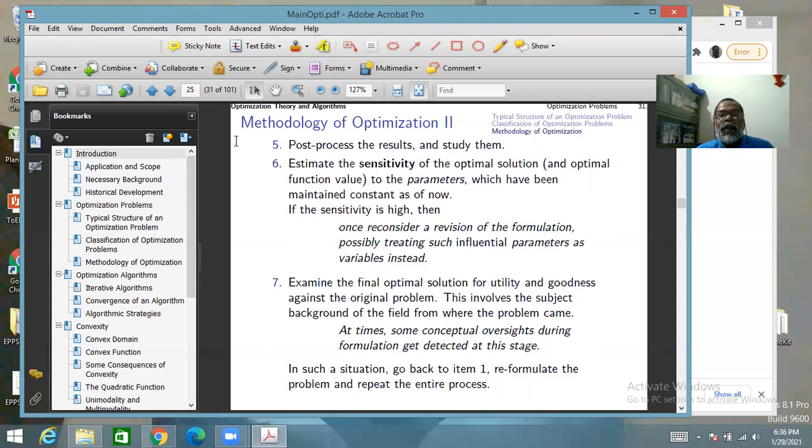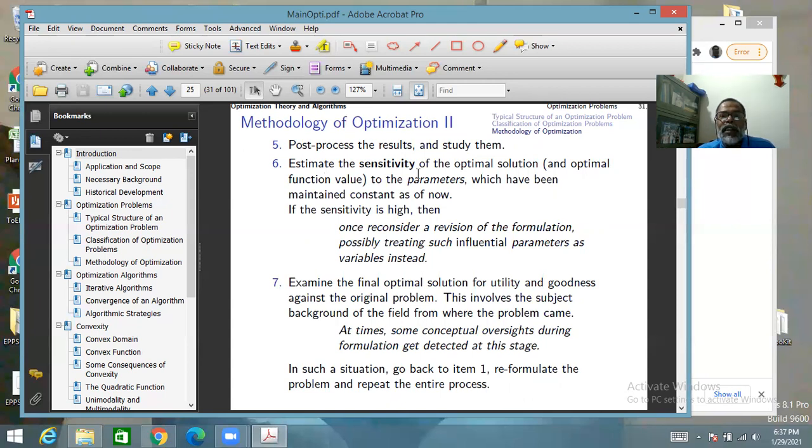Then post-process the results and study them. Maybe you will plot graphs, and you will also perhaps plot the results of different iterations of the algorithm and study how the algorithm has progressed and so on. After this, your task is not over.